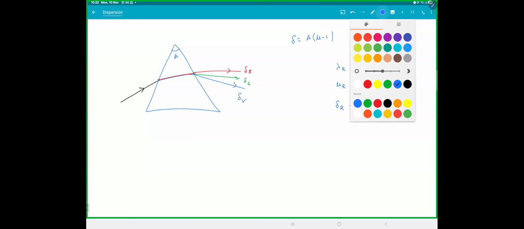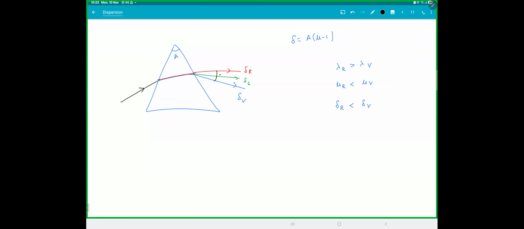Okay. Now here again, a few formulas. If you take the angle between them, theta, this theta is called the dispersive angle. Dispersive angle is nothing but the angle between delta V minus delta R, the difference in deviation.